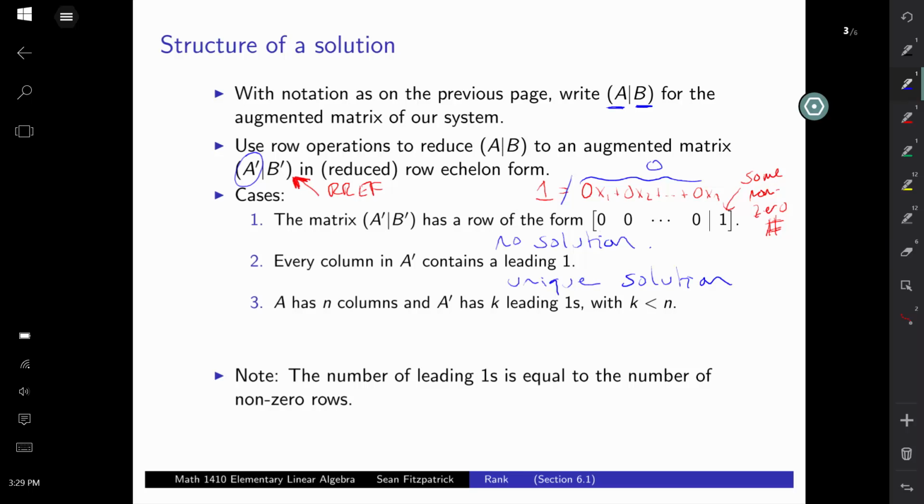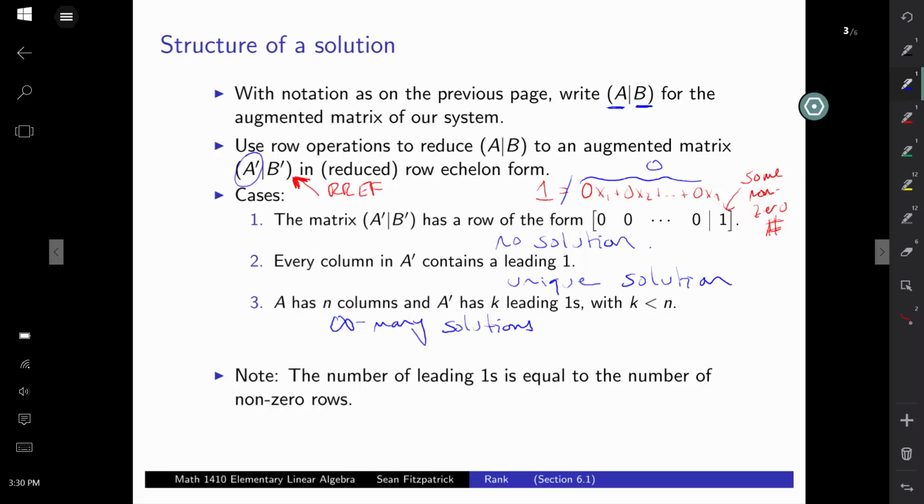And if we avoid cases 1 and 2, then it could be that we have a solution, right? So 1 is the case of an inconsistent system. 2 and 3 are both consistent systems, but 3 is a consistent system where not every variable's column has a leading 1 in it, and we know that when this happens, we get infinitely many solutions, right? So we have infinitely many solutions. And we can say a little bit more.